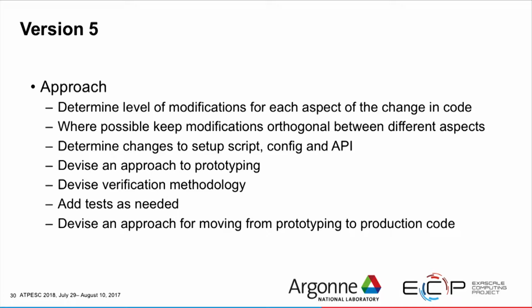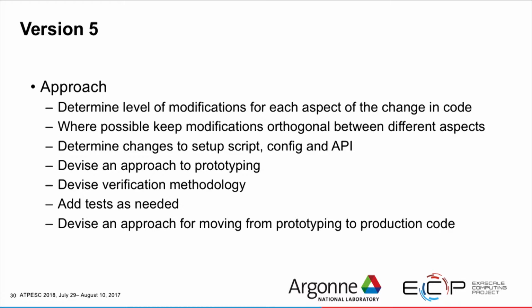So, the way we devise this is to keep, wherever possible, these modifications orthogonal between different aspects, which means that the modifications that need to happen for hierarchical parallelism should be orthogonal to the changes that need to happen for asynchronicity, and orthogonal to the changes that are happening for different target platforms. So we determine changes to setup script, config, and the API, devise an approach to prototyping, devise verification methodology, add tests, and devise an approach for moving from prototyping to production code.